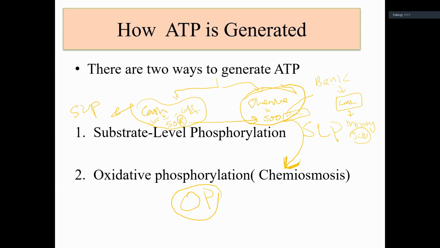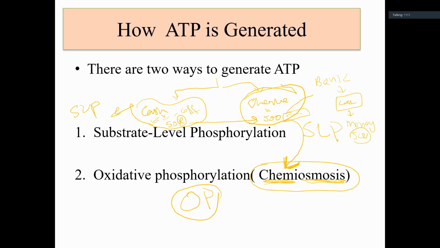Is this clear? Okay, good. This is called oxidative phosphorylation. The process by which it is carried out is called chemiosmosis.